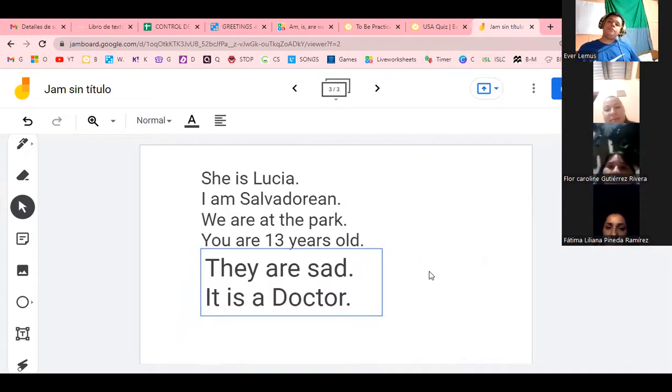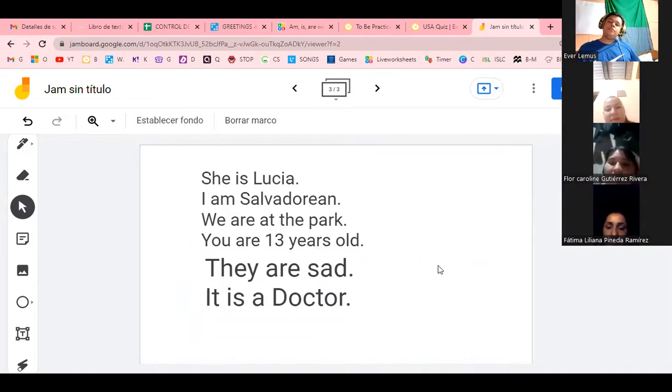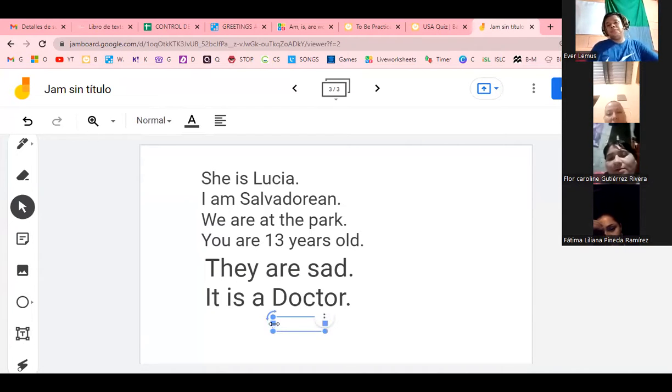Now, there's something very important. Hay algo muy importante aquí, chicos. Recuerden que aparte de nuestros sujetos, podemos utilizar nombres para decir algo. Por ejemplo, yo quiero decir que Kenny está feliz. Entonces yo puedo decir... Kenia, ¿cuál sería el sujeto, el verbo to be para Kenia?